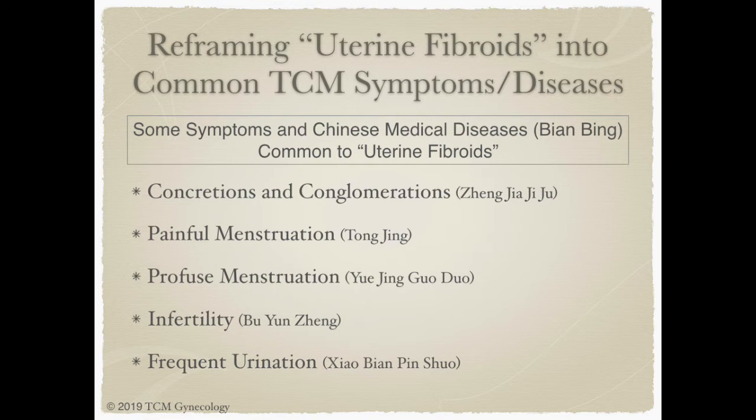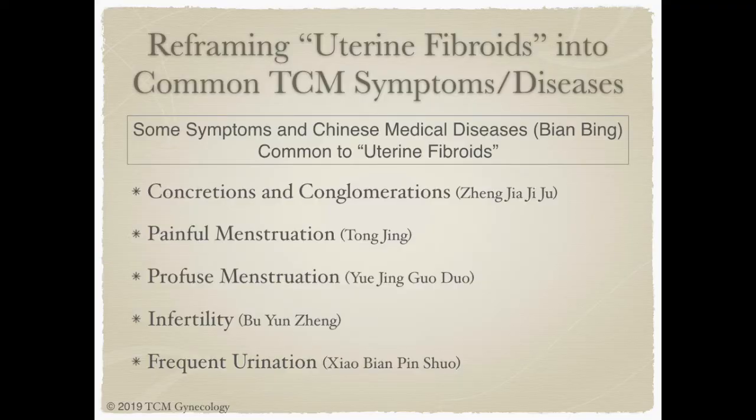So very often the symptoms that a patient presents with that has uterine fibroids are as follows. Concretions and conglomerations. Now these concretions and conglomerations in the context of Chinese medicine must by definition be palpable from the outside. What I'm trying to clarify here is that even though we have a Western diagnosis of uterine fibroids, if you can't palpate from the outside of the abdomen, we can't technically make a diagnosis of concretions and conglomerations. So that's one of the limitations of a traditional medicine, but if we're going to be technical about it.